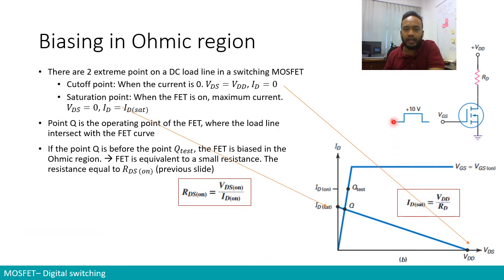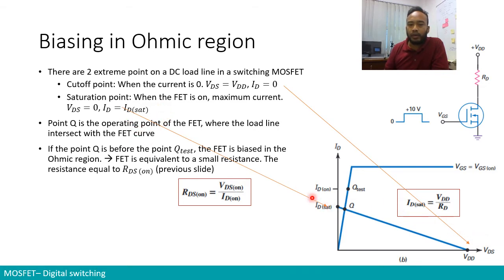So let's have a look at therefore a bit on biasing if you are in ohmic region. Biasing means basically identifying the load line as we have a certain value of RD put onto our drain loop, right? Our drain branch. So there are basically two extreme points as we put a certain resistance depending on the value of this RD. We'll be moving around a certain DC load line. So there are two extreme points.